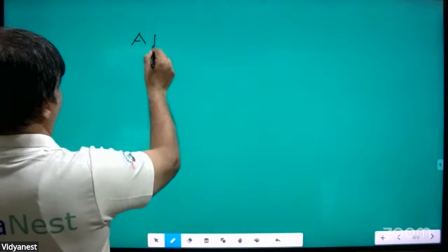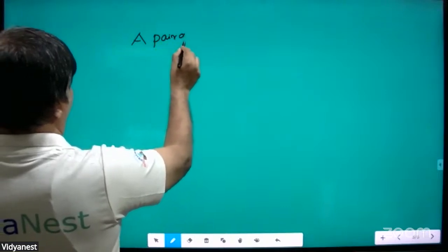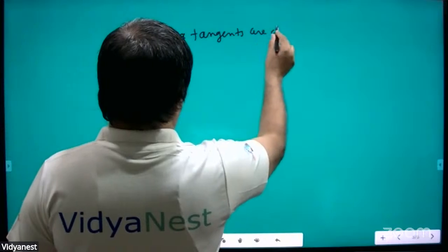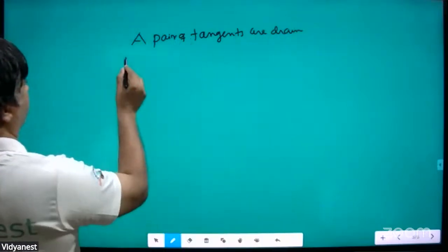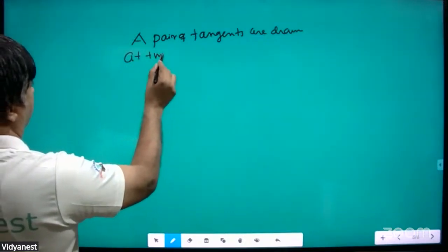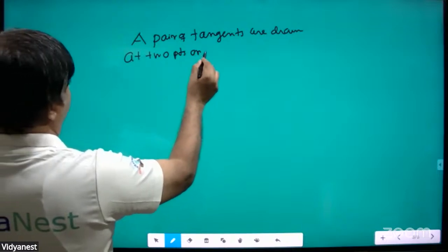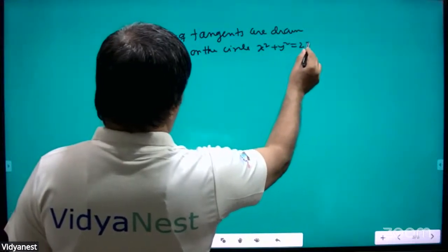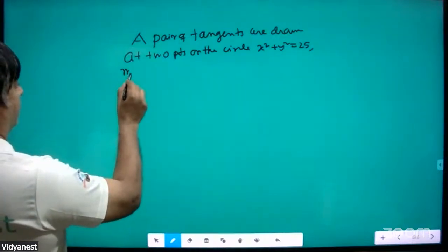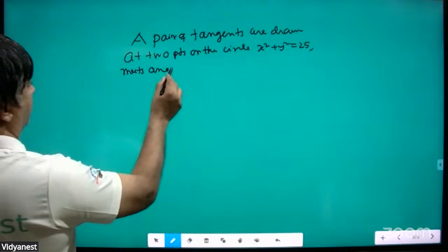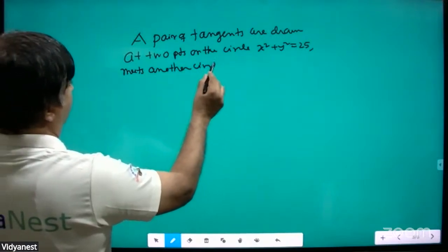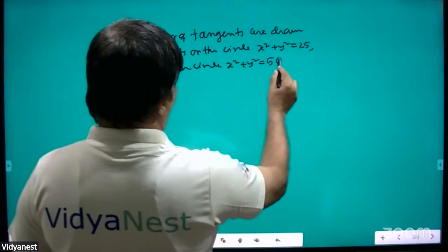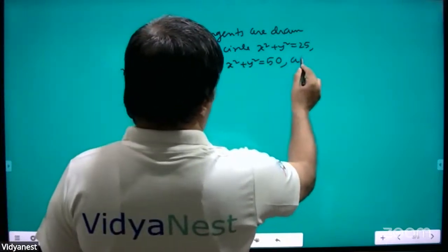A pair of tangents are drawn at 2 points on the circle x square plus y square is equal to 25, meets another circle x square plus y square is equal to 50 at 1 point.